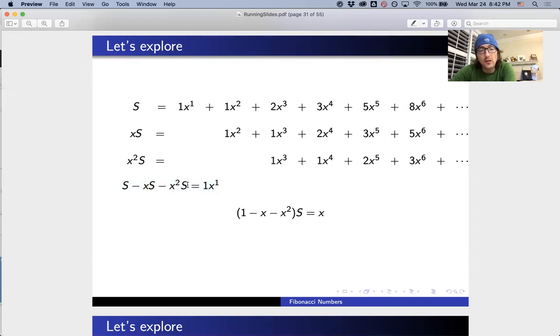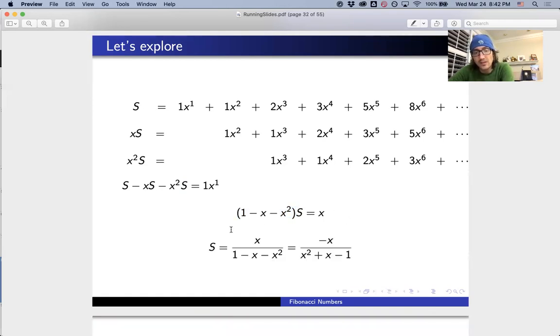Now I can factor out an S and try to solve for S. I rewrite that as S times (1 minus x minus x squared) equals x. I can now divide both sides and solve for S. S must be x over 1 minus x minus x squared, and that means it's equal to this.